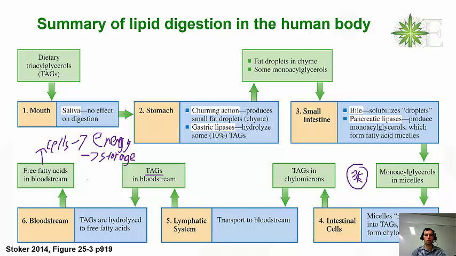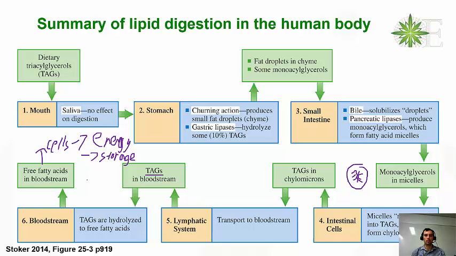So where does the majority of the digestion take place from our dietary fats and oils? So we do have digestion occurring in the stomach, but it's less extensive than in the small intestine. So in the small intestine, we have our pancreatic lipases breaking down our triacylglycerols to form the monoacylglycerols and also the fatty acids, which combine together to form micelles. So that's where the majority of the digestion is happening.